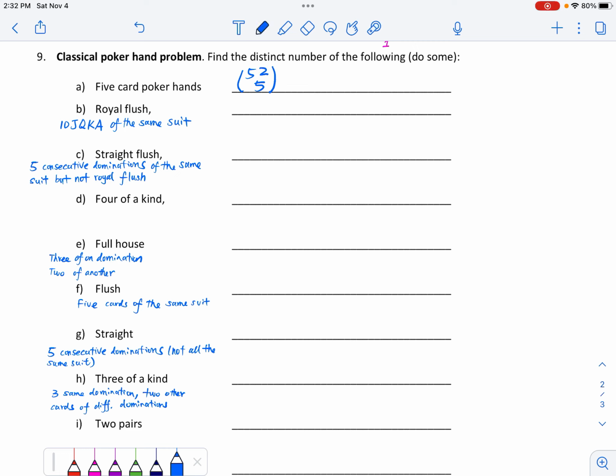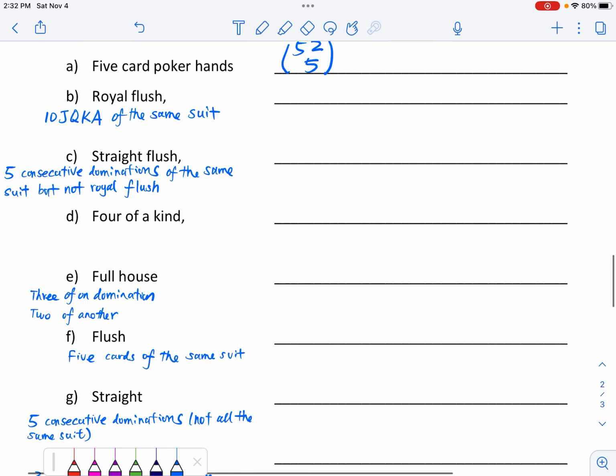The second one is a royal flush. And what is a royal flush? Royal flush is a 10, jack, queen, king, ace, in this order, of the same suit. Now how many are there? We have 4 different suits, right? So therefore there are only 4 of those. Really not much counting here. We just use common sense here.